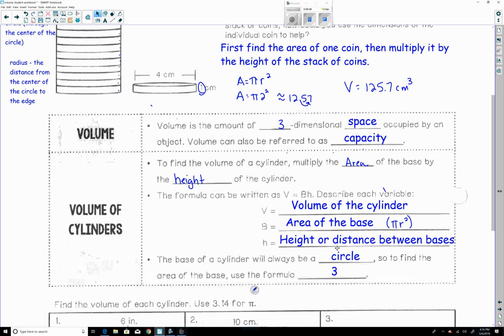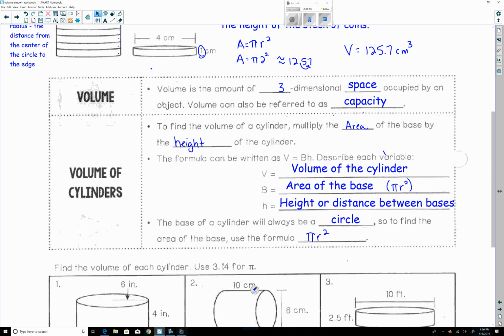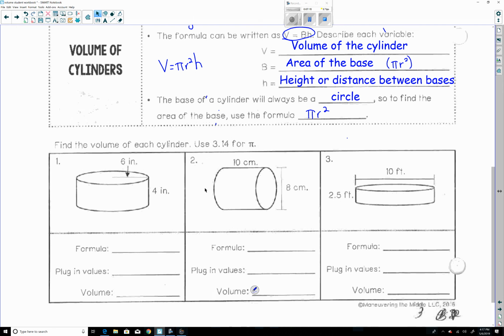I don't know what that 3 is doing there, so let me see if I can get rid of it. Okay, there we go. Use the formula pi r squared. So instead of saying this as our formula, we could say volume equals pi r squared times height. That's how I would like you to think of it instead of what they have there.